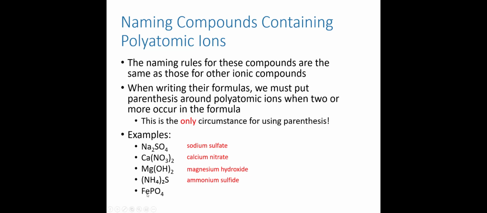Iron. Iron makes more than 1 charge, so we're going to need to figure out the charge of that. And we figure it out from this guy. So this is not phosphorus and 4 oxygens, it's phosphate. Phosphate is -3 charged. So therefore, this iron would have to be +3 charged to cancel out phosphate's negative charge. So the name is iron(III) phosphate.